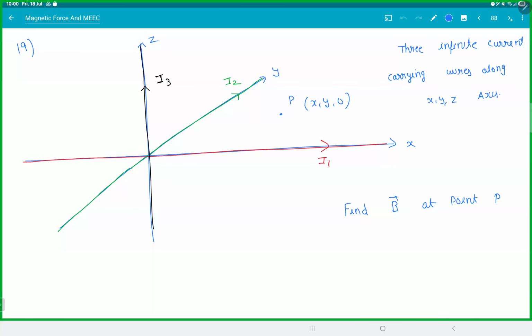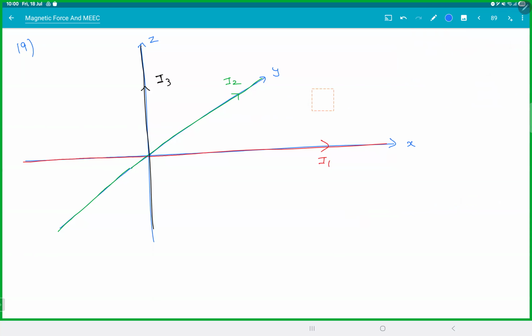Let's see. So first of all, let's look at this red one. So see, current is going in x-axis. So put your thumb on x-axis and rotate your fingers. Can you see how it is? So the field is going up here and then it is coming down here. So if you see the field lines, here it is going up. Here it is going down. Are you guys able to visualize?